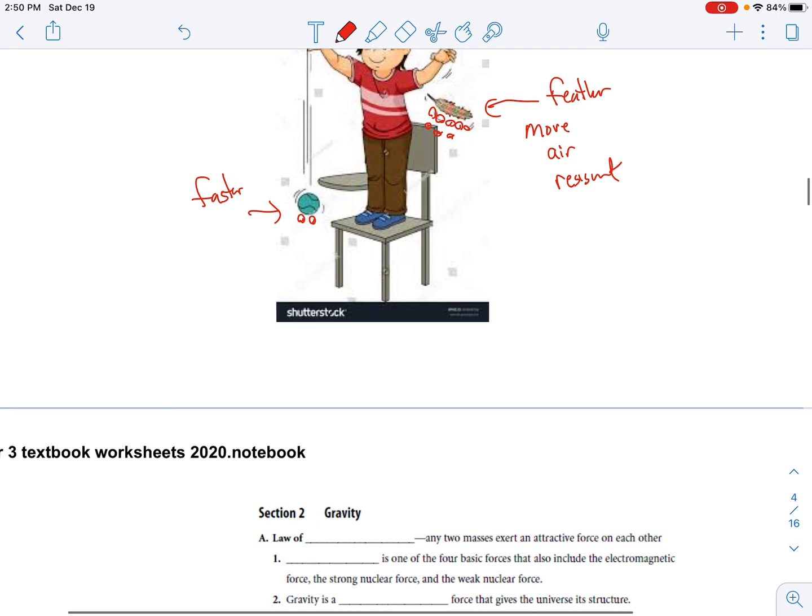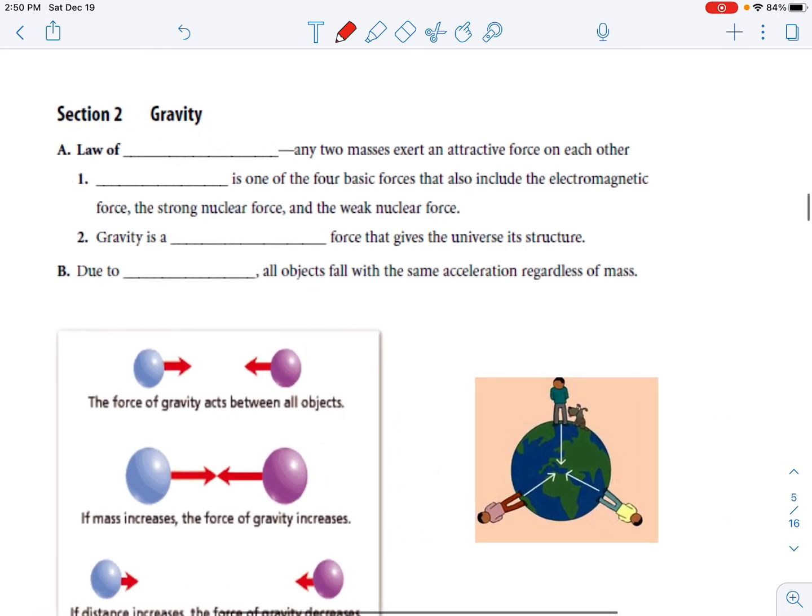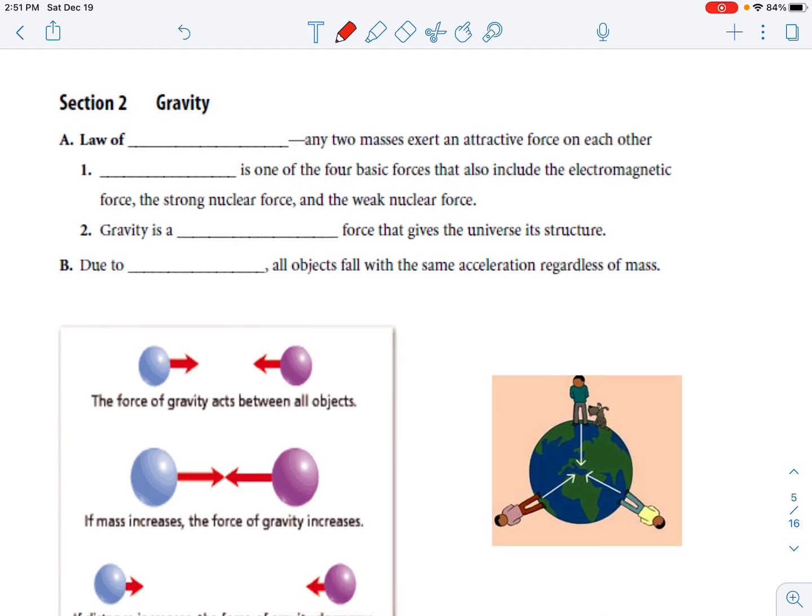All right, so we're going to switch gears a little bit. The reason those guys were falling was because of something called gravity. All right, so let's talk a little bit about gravity. Your book starts off talking about the law of gravitation. Same thing as gravity. Gravitation. Okay, and this says that any two masses exert a force on each other.